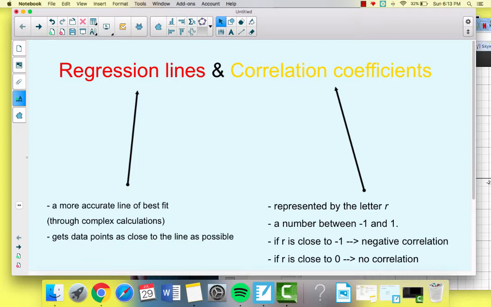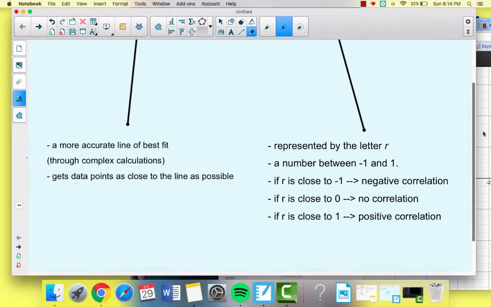Correlation coefficients kind of go with that. A correlation coefficient is a number, because remember, coefficients are numbers, that's between -1 and 1. It could be 1/2, 0.8, 0.9, -0.3, anything between -1 and 1. We use the letter R as the representation for the correlation coefficient. So if you ever see R equals 0.5, you're talking about this particular correlation coefficient. There are basically 3 scenarios that we're going to use, so make sure you get those in your notes.